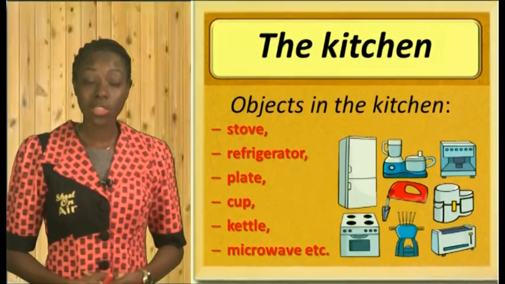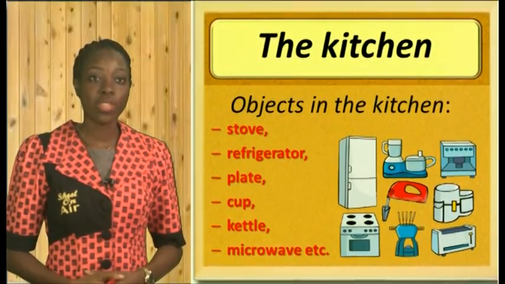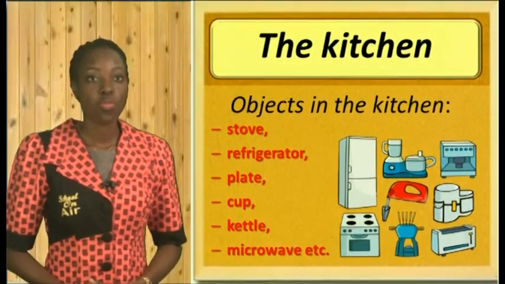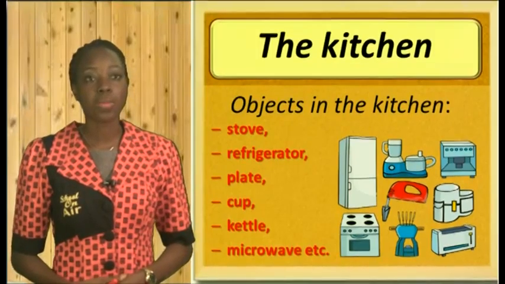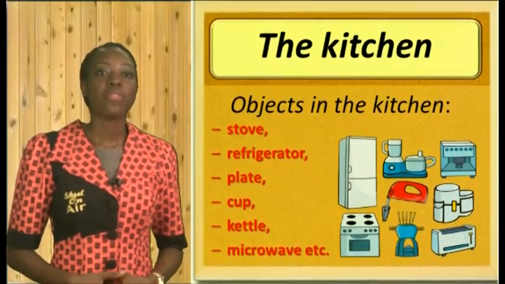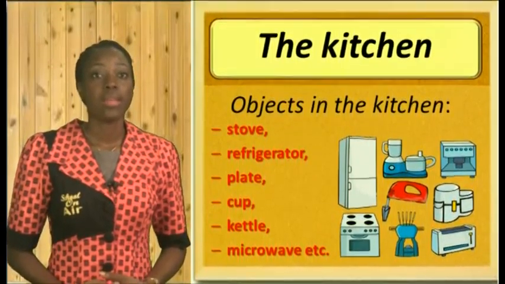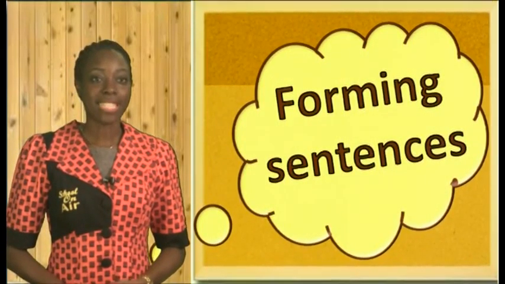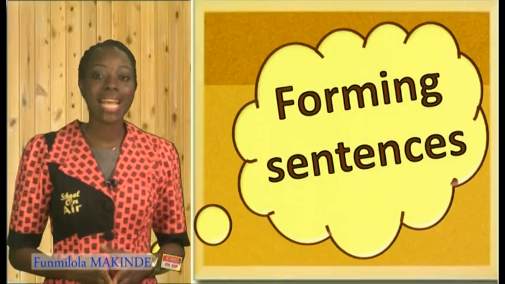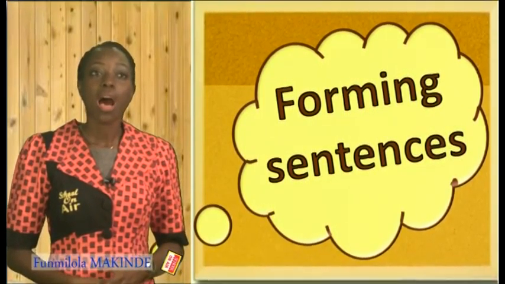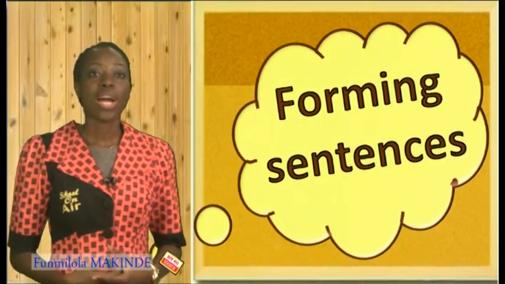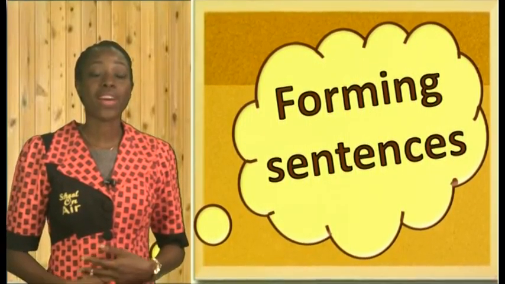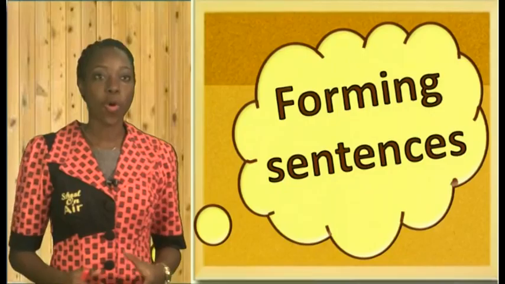Also, these are still some of the objects you can find in the kitchen. We have the stove, the refrigerator, plates, cups, kettles, the microwave oven, and all other objects like that. Now, going to forming sentences with these objects. We're going to try to form some sentences using some of these objects that we have identified around the home.